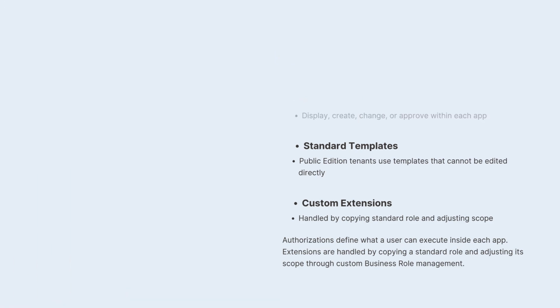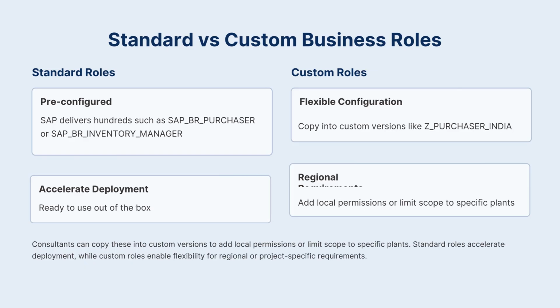Standard versus custom business roles. SAP provides hundreds of standard roles out of the box, such as SAP BR Purchaser or SAP BR Inventory Manager. These roles accelerate project deployment because they come pre-mapped with catalogs and authorizations. However, clients often need flexibility, for example, regional variations or limited scope for contractors. In such cases, consultants copy the standard role, create a custom one like Z Purchaser India, and adjust access as needed. This method ensures fast setup while maintaining upgrade safety.